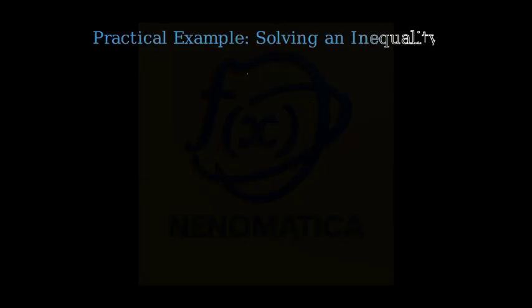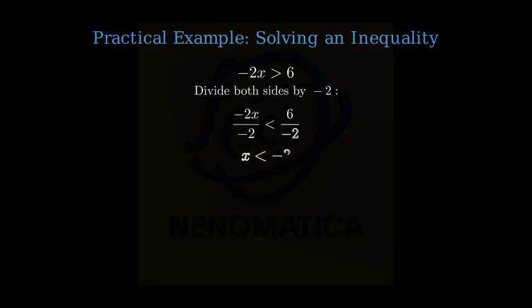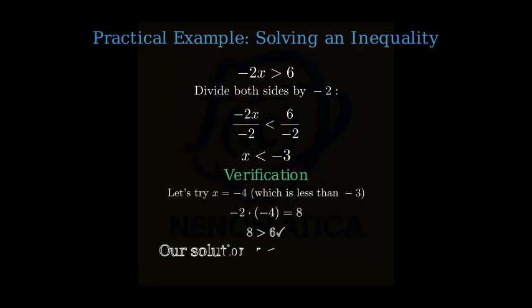Suppose we have the inequality negative 2x is greater than 6. We want to solve for x. To isolate x, we need to divide both sides by negative 2. Since negative 2 is less than 0, the inequality sign will flip. Dividing both sides by negative 2, we get x is less than negative 3. We can verify this solution. If x equals negative 4, which is less than negative 3, then negative 2 times negative 4 equals positive 8, which is indeed greater than 6.